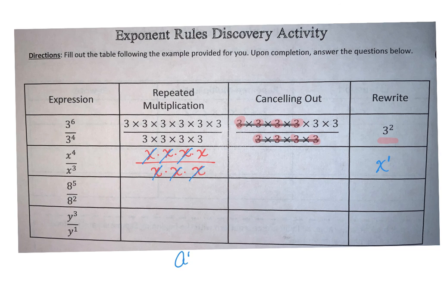If you have a to the m over a to the n, you subtract your exponents. Now keep in mind, you have to have the same base to be able to do this. I could not have 3 squared over 4 cubed and just subtract my exponents. It has to be the same base. All right, but as long as it's the same base, this is the rule. If you are dividing like bases, you subtract their exponents, and this is why, because they cancel out. All right, let's look at the next one.